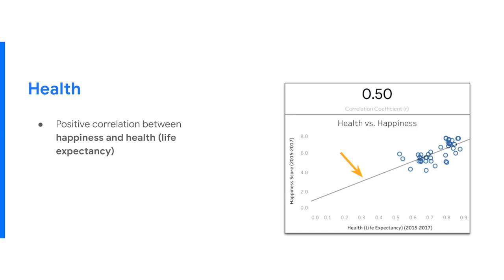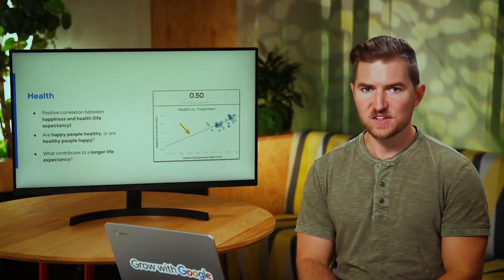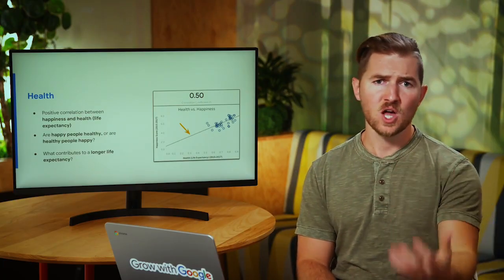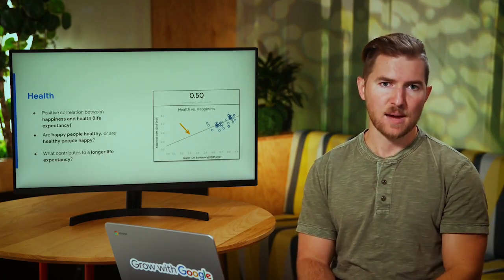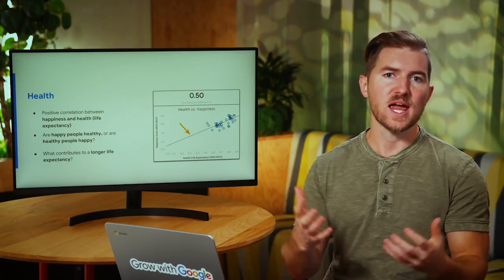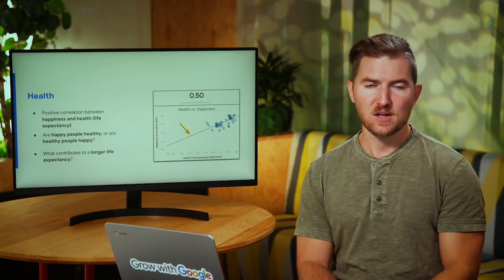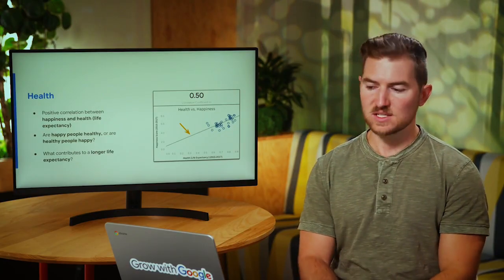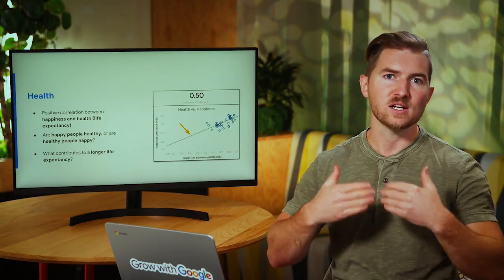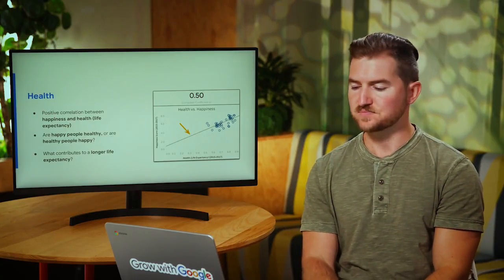And it's important, again, that we discuss the transition to the next. So we did find that there was a positive correlation between happiness and health, but the question remains, are happy people healthy, or are healthy people happy? We know that they are related, but we don't know what causes the other. And finally, what contributes to a longer life expectancy? If we know that longer life expectancy is related to happiness, what is it that helps create longer life expectancy within a country? Now, these are the two questions that we need to answer before the end of the presentation, moving on from here. So again, we are creating a logical flow as we move through this presentation.